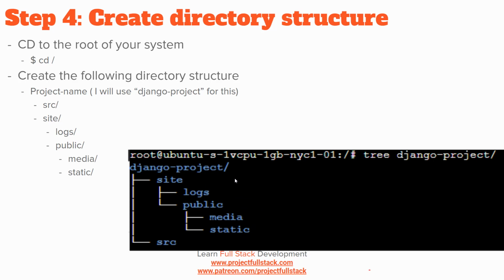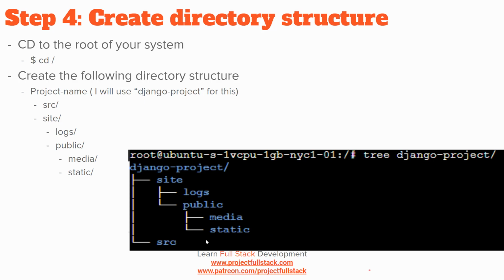Why? What are we going to do with these? So site basically holds our server logs and all our public data. The source directory is going to hold the actual Django code, the Django project. The logs directory in the site is going to hold all our access and error logs from Apache. And then in the public folder, we're going to have media and static. That's going to host all our static files like our CSS, JavaScript, whatnot, and our media files, such as user uploaded, user generated content. So that is our directory structure.